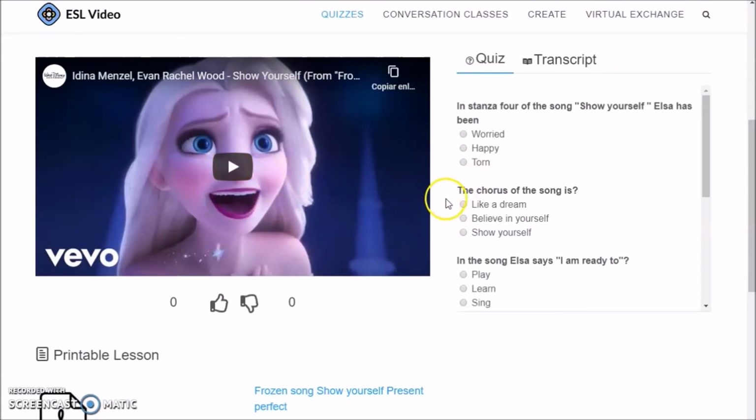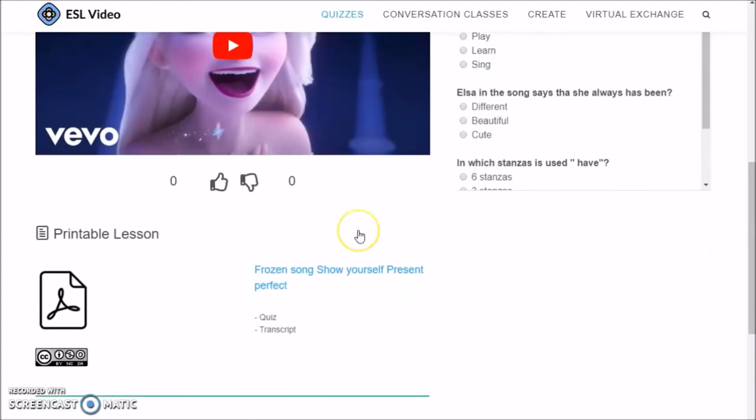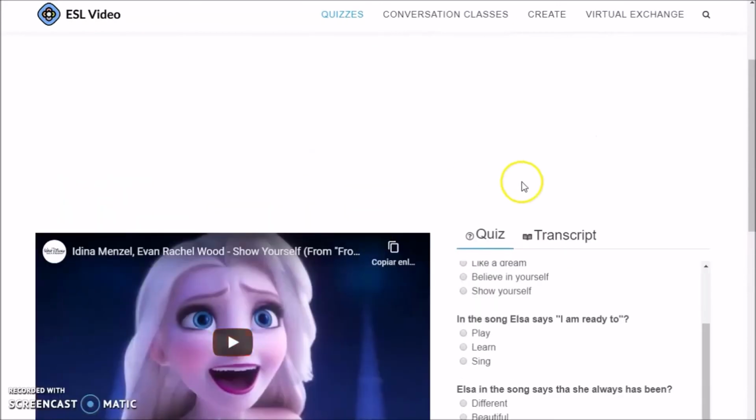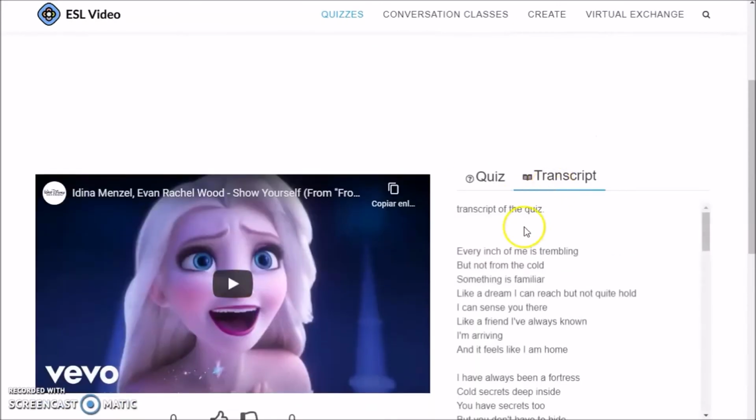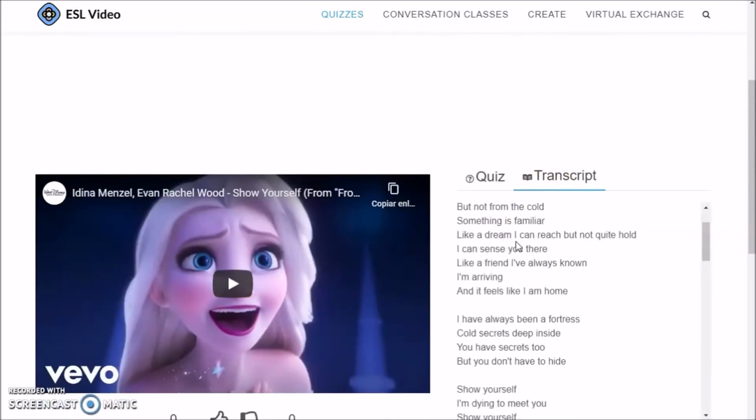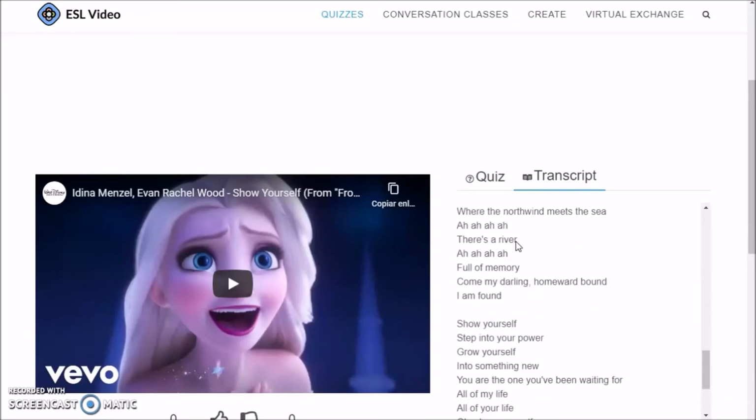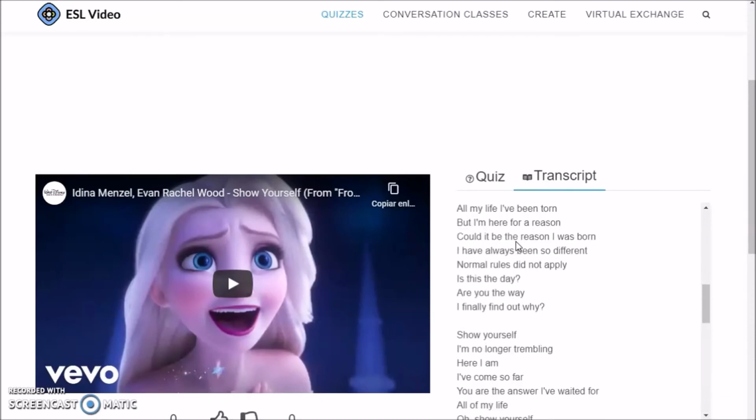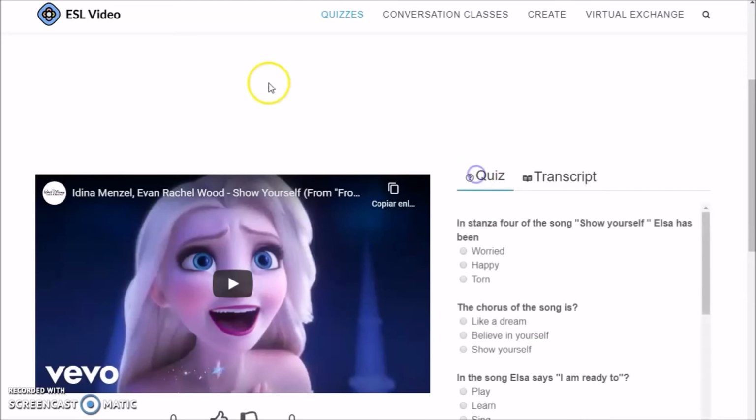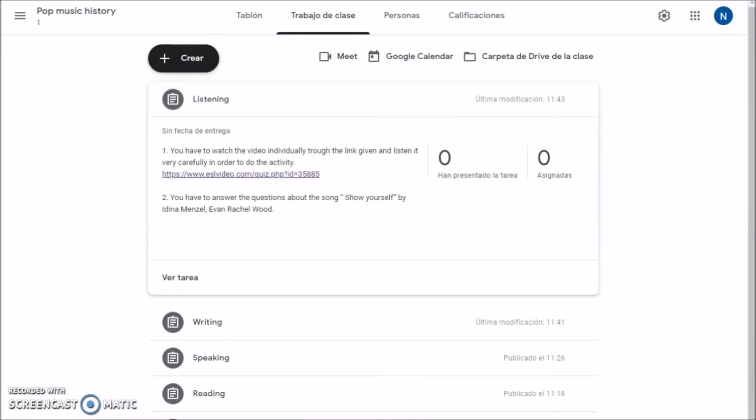And the students have to develop these questions. They have to choose the correct answer. These are the keys. This is the transcript. There are the lyrics of the song. Okay, this is the first part.